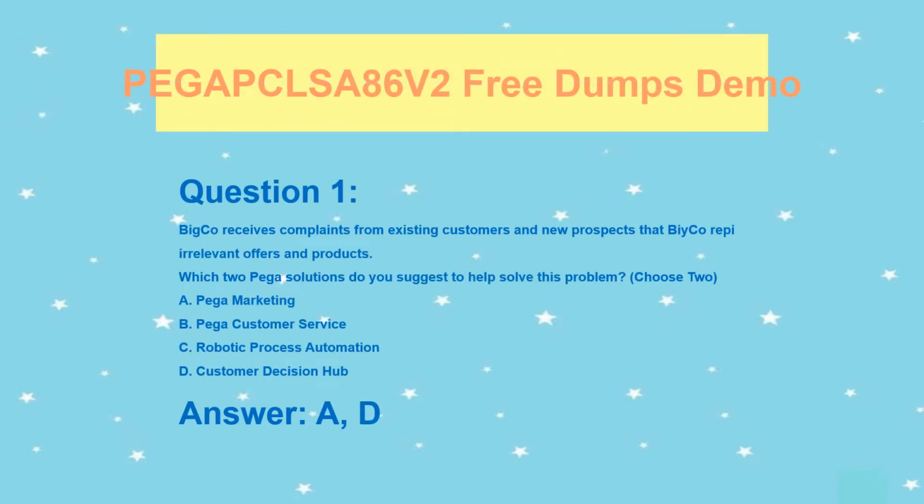Question 1. BigCo receives complaints from existing customers and new prospects that BigCo replies with irrelevant offers and products. Which two Pega solutions do you suggest to help solve this problem? Choose 2. A. Pega Marketing. B. Pega Customer Service. C. Robotic Process Automation. D. Customer Decision Hub. Answer: A, D.